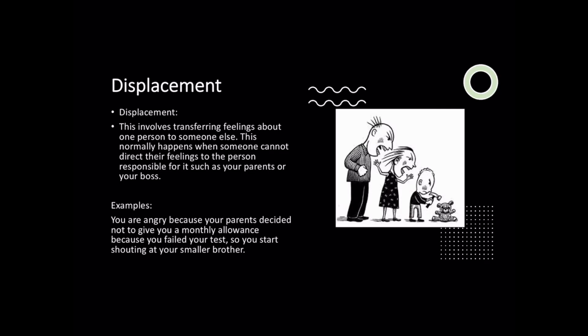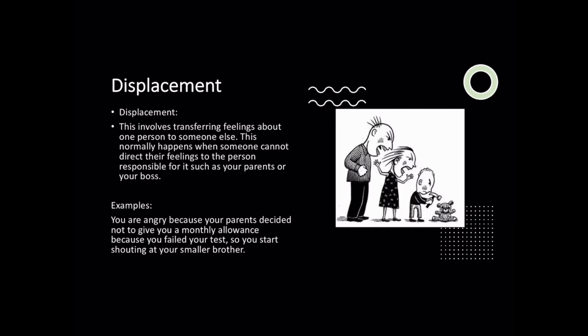Displacement involves transferring feelings about one person to someone else. This normally happens when someone cannot direct their feelings to the person responsible for it, such as your parents or your boss. An example could be you're angry because your parents decided not to give you the monthly allowance because you failed your test. So you start shouting at your smaller brother because you cannot shout at your parents.